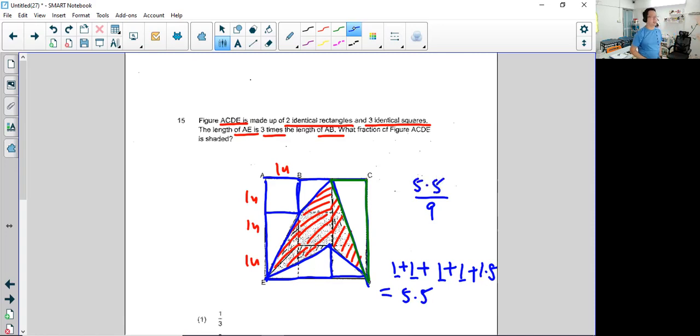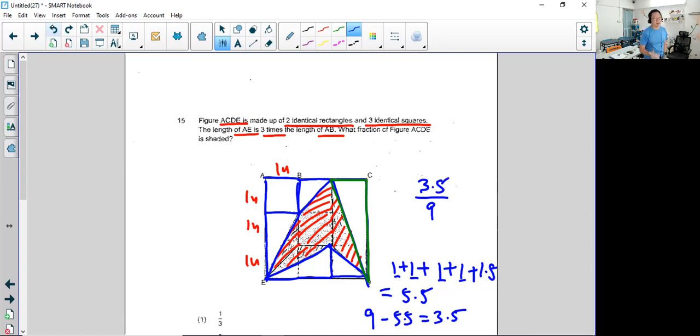So what fraction of the figure is shaded? Oh, you need to find the shaded, right? So what do you have to do? You must take all the squares, which is 9, and minus the unshaded squares, 5.5. That will give you 3.5 squares shaded. So you have 3.5 over 9, which looks a bit weird. That's a funny fraction, right?